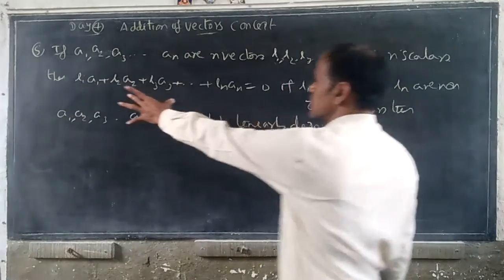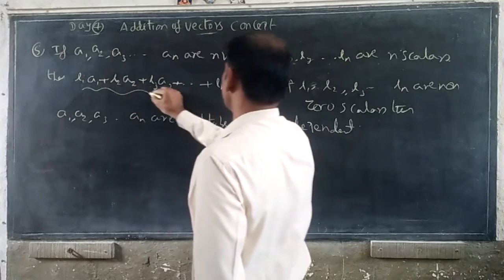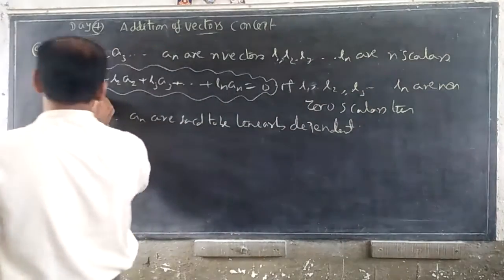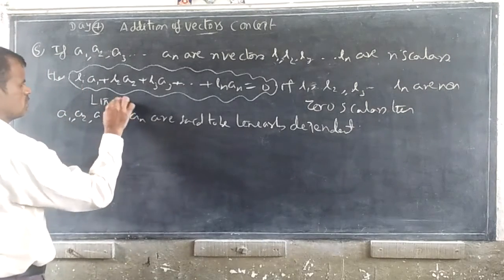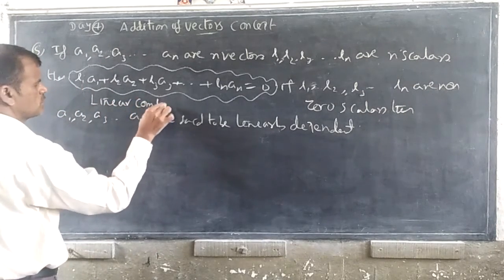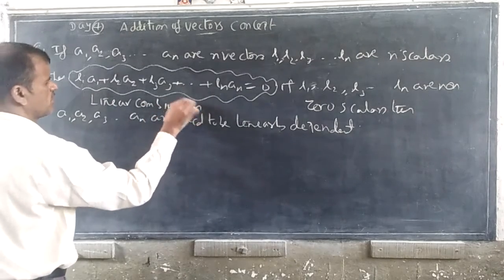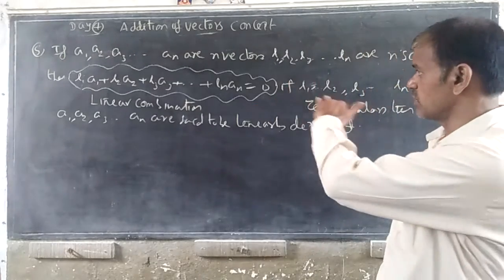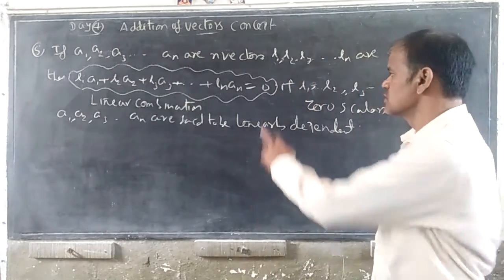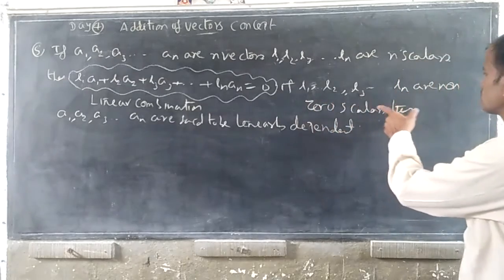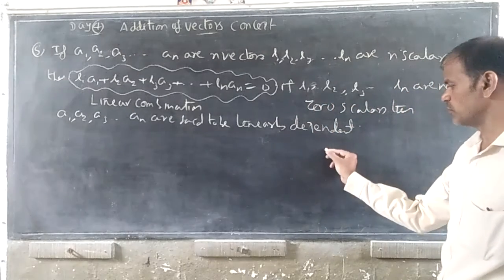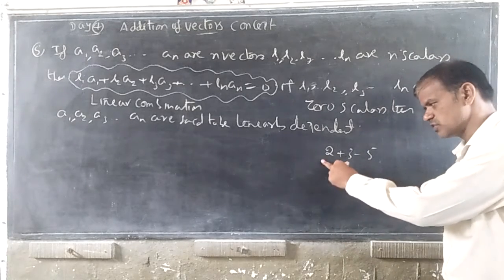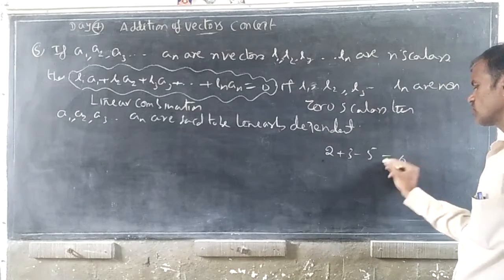L1 A1 plus L2 A2 plus L3 A3 plus so on Ln An is called a linear combination. Such a value is called a linear combination. The linear combination is 0, the sum of the linear combination of the vectors and scalars is 0, whenever L1, L2, L3 so on are non-zero scalars. Example: 2 plus 3 minus 5. This is non-zero, this is non-zero, this is non-zero, but the total answer is 0.